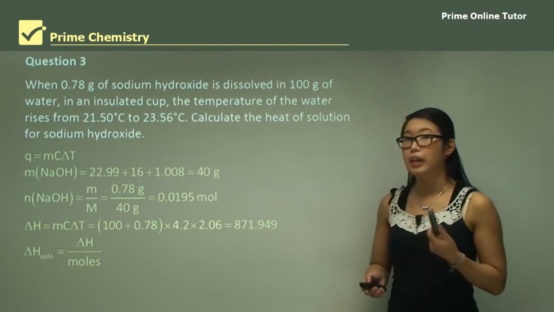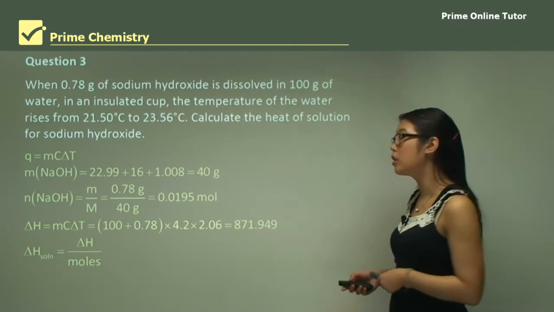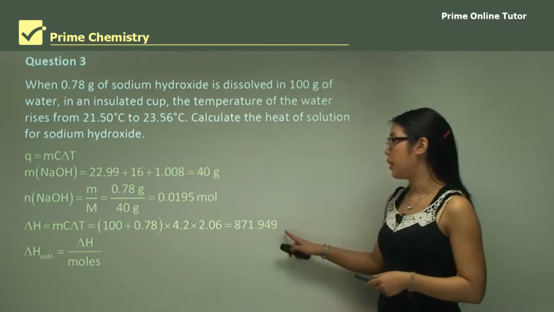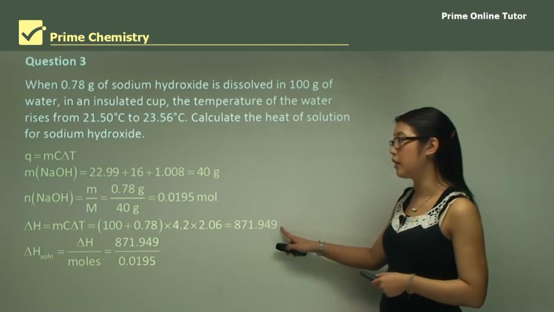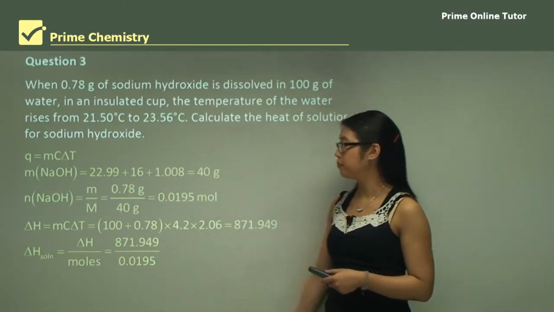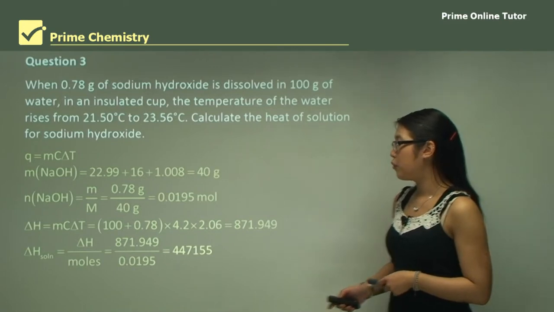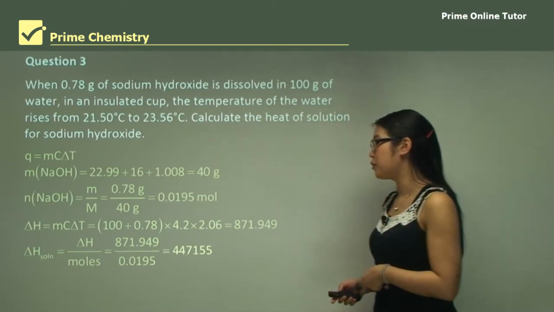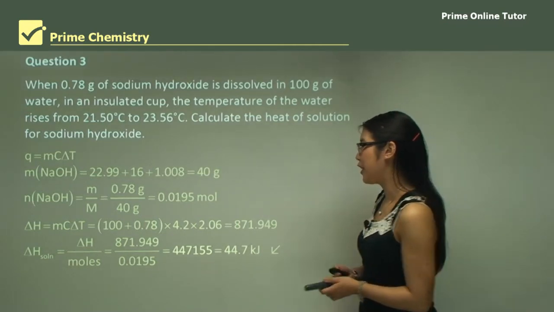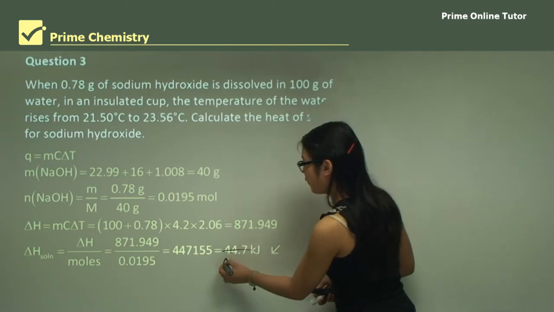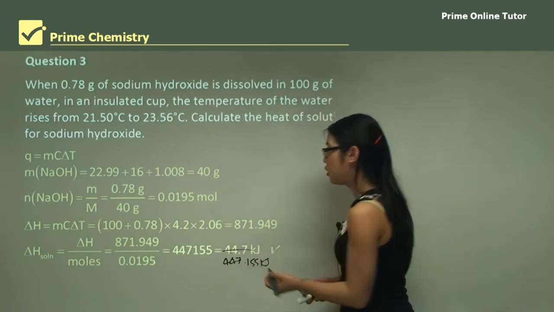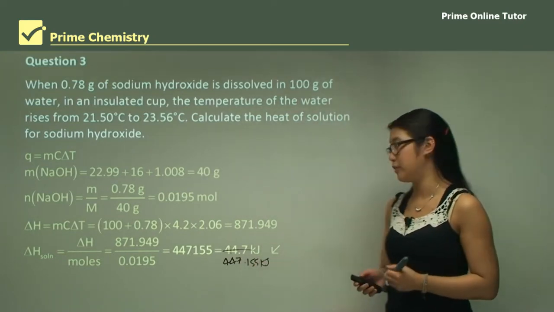And to calculate the ΔH of solution, so per mole, we need the ΔH that we just calculated divided by the number of moles. So we use this number we just calculated for ΔH, divided by the number of moles of sodium hydroxide we added, which is here. And what we get is 447,155 joules per mole, which is equal to 447.155 kilojoules, because to convert from joules to kilojoules, we divide by 1,000.